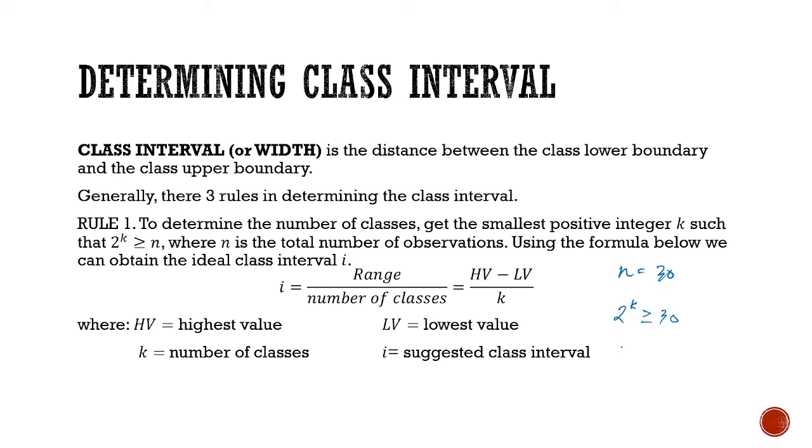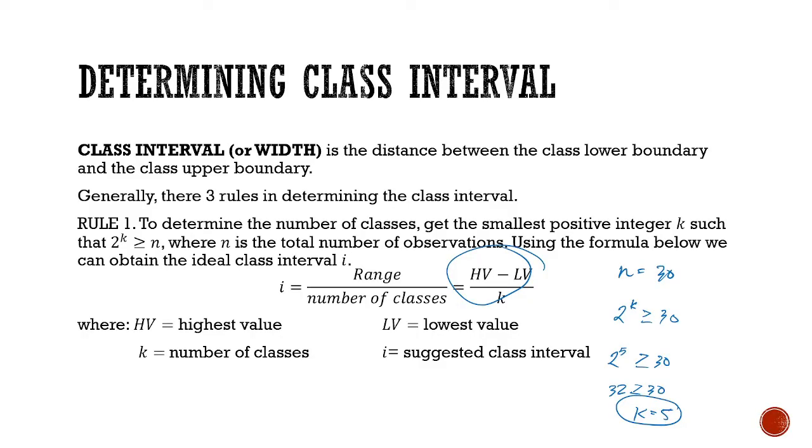So using your maths, 2 raised to k, if you take k, which is, I think, 6, 2 raised to 6 is 2, 4, 6, 8. No, 2, 4, 8, 16, 32. 2 raised to 5 will be enough. So 2 raised to 5 is actually greater than or equal to 30 since 2 raised to 5 is 32. Okay? So your k will be 5. Then you will be using that 5 in the formula. So that is rule number 1.